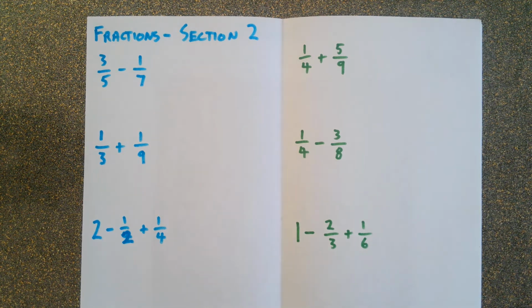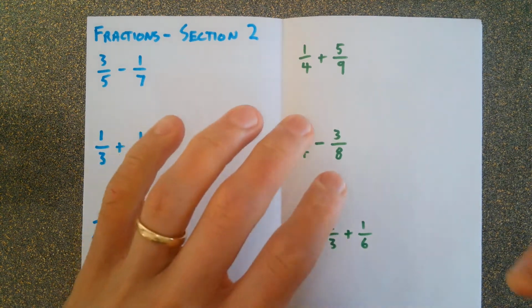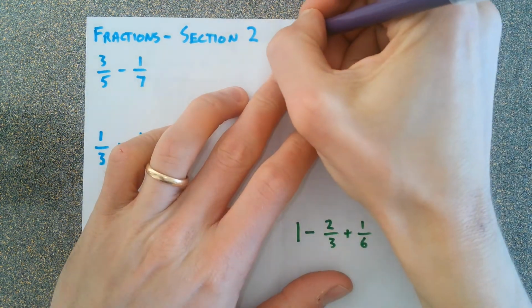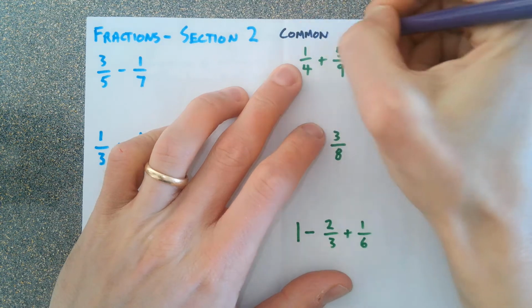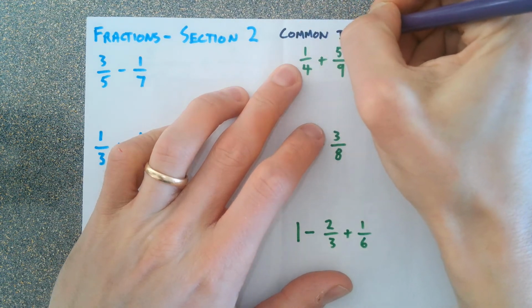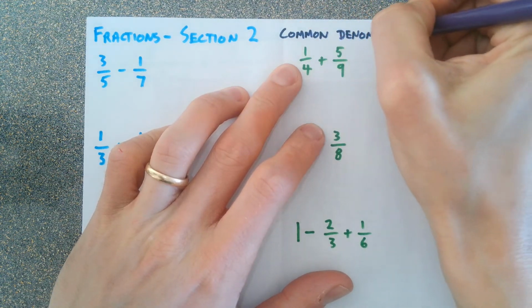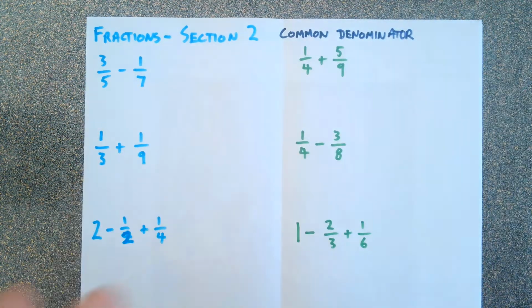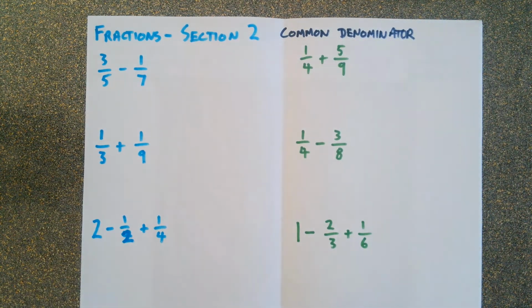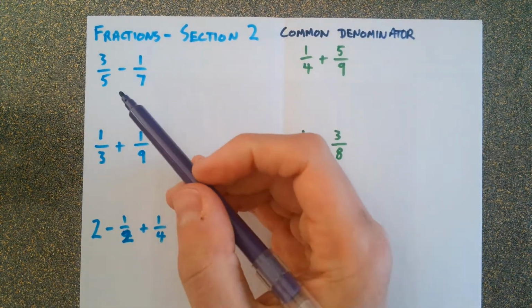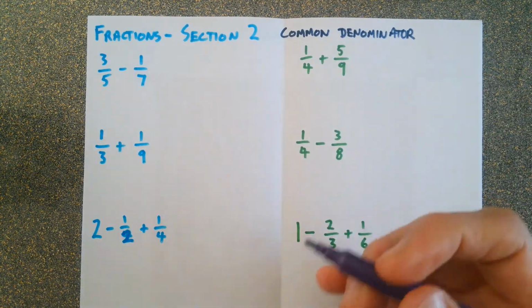So fractions section 2 is all about adding and subtracting them. And the key concept to remember here is that whenever you try to add and subtract fractions, you need a common denominator. And that's what you should be thinking for all these questions. Okay? So if we have a look at the numerical examples first, and then we'll go on to the algebraic ones.